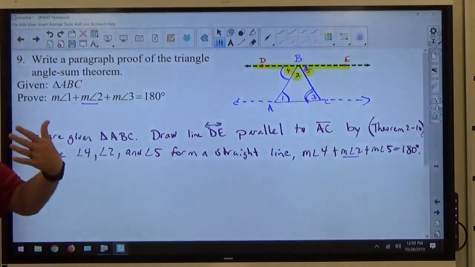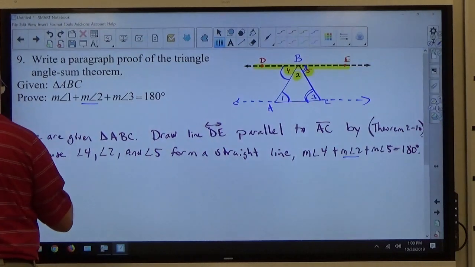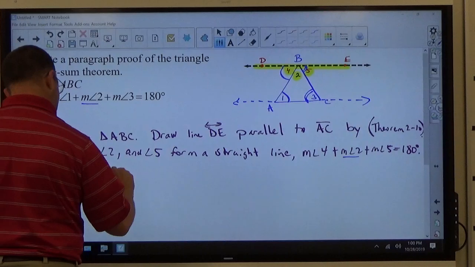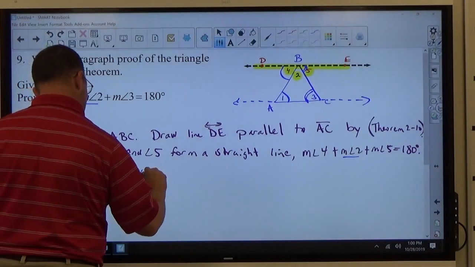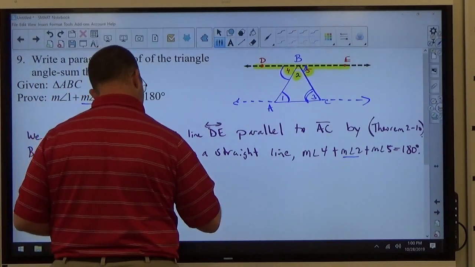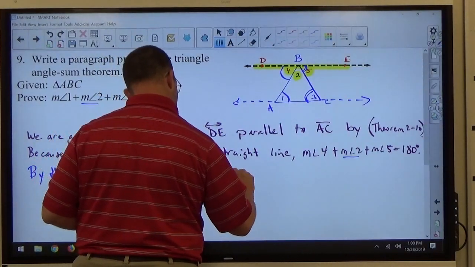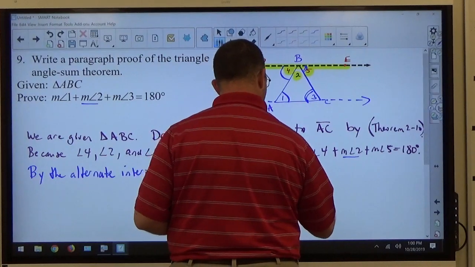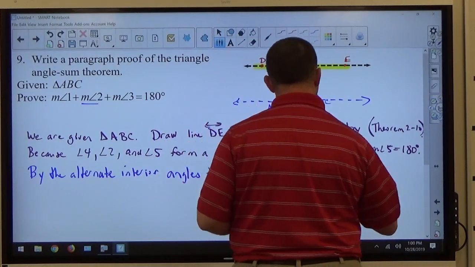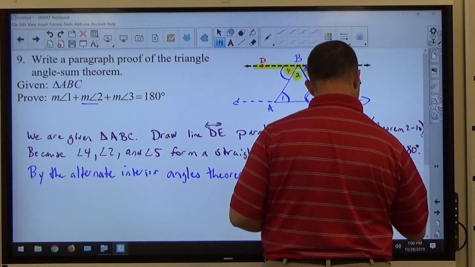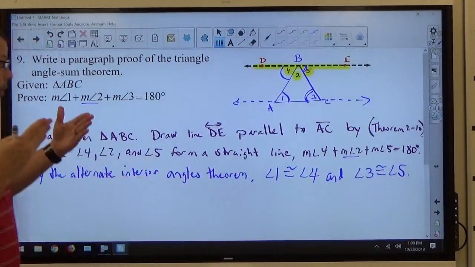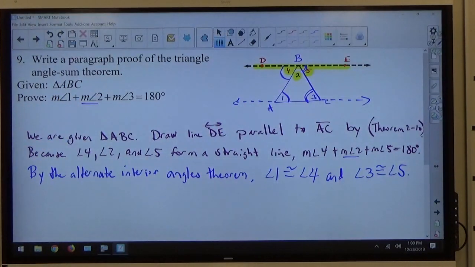So by the alternate interior angles theorem, angle 1 is congruent to angle 4, and angle 3 is congruent to angle 5. Again, the theorem states congruence, it doesn't state equality. So for parallel lines cut by a transversal, alternate interior angles are congruent. That's the theorem I'm using.